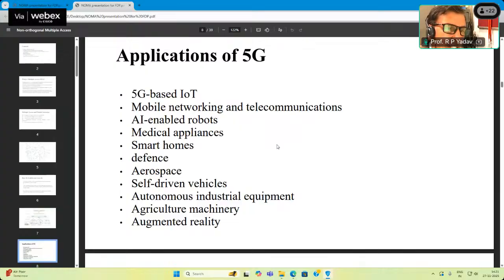Medical appliances is another application, whether it's health monitoring systems, telemedicine, or other medical appliances. These kinds of applications are getting traction, or at least are perhaps being used. Smart homes.